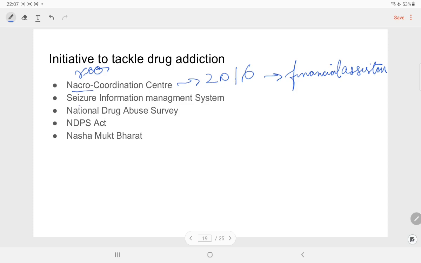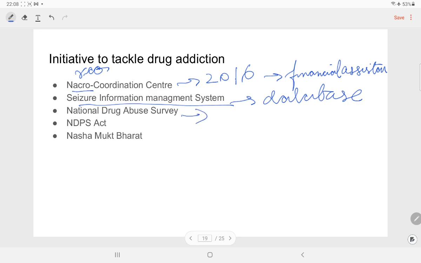And also there is this Seizure Information Management System. So the Narcotics Control Bureau has been provided funds for developing this software, which will create a complete online database of drug offenses and offenders. So this is basically a database for drug offenders and the offenses.